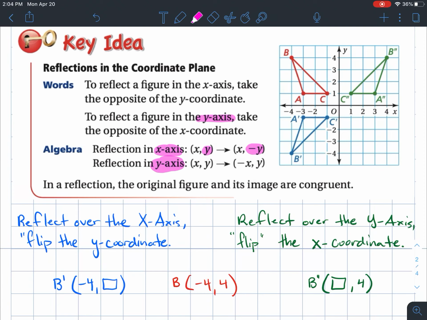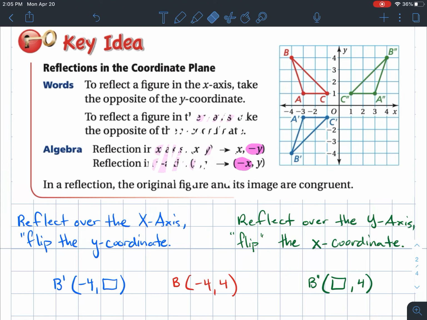If you're reflecting over the y-axis, you take the x and you write the opposite of the x. So if it's a positive x, it becomes a negative x. If it's a negative x, it becomes a positive x. So let's take a look again.